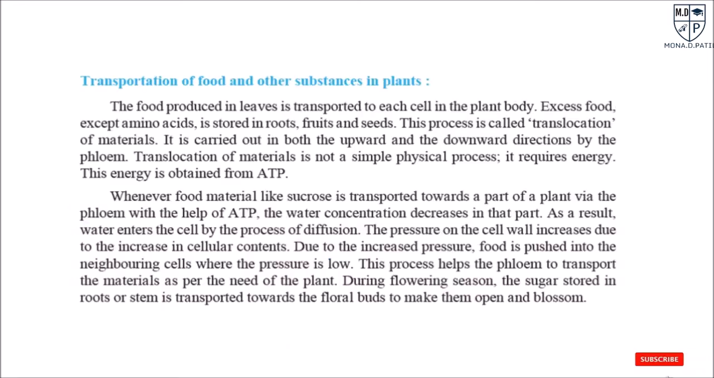Okay. Next is transportation of food and other substances in plants. The food produced in leaves is transported to each cell in the plant body. Excess food except amino acid is stored in root, fruits and seed. This process is called translocation of material. It is carried out in both the upward and downward direction because it has to reach from the leaves to each and every part of the plant.